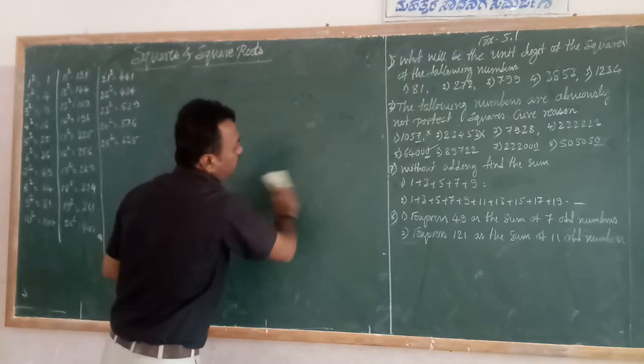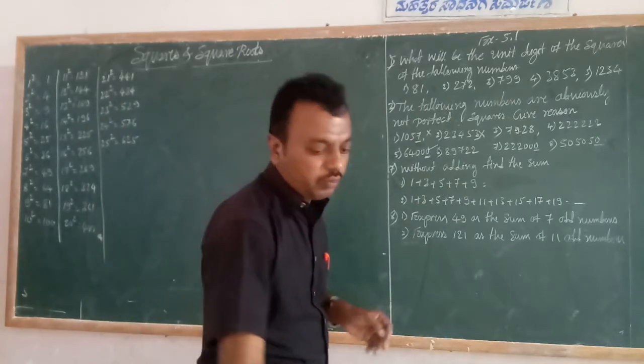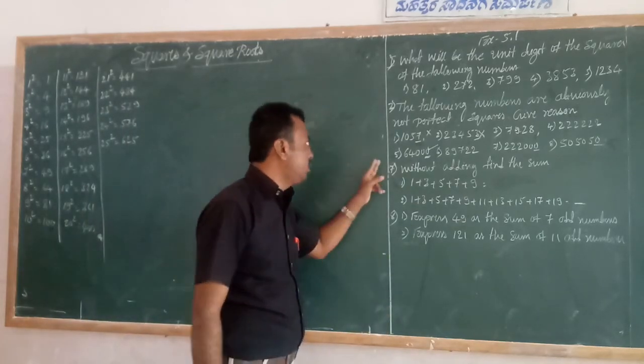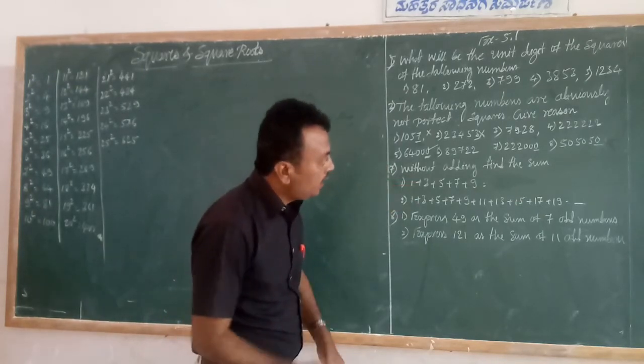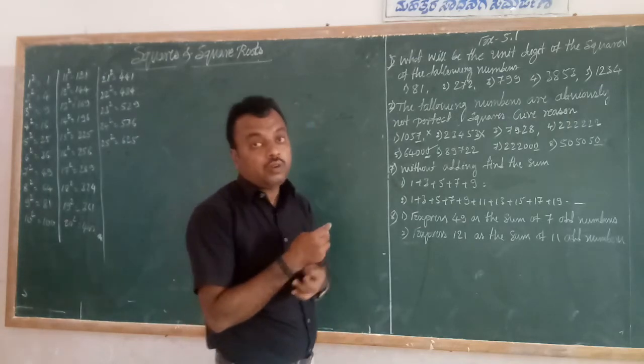In the third and fourth ones, a pattern is there. You have to solve them at home. Easy ones are there in the remaining. That's why I will go to question 7. So without adding, find the sum. So we have to add.